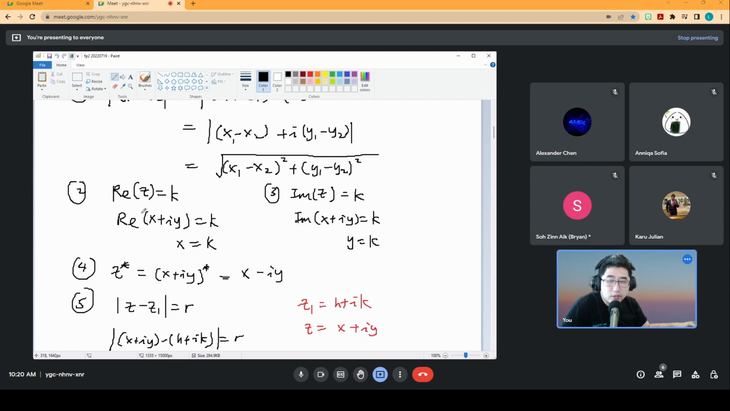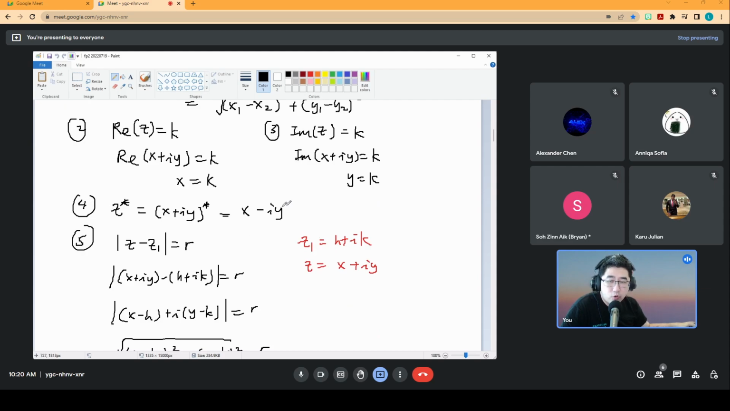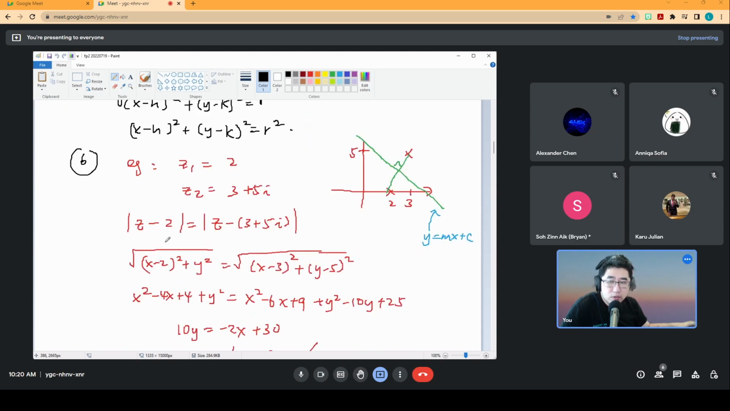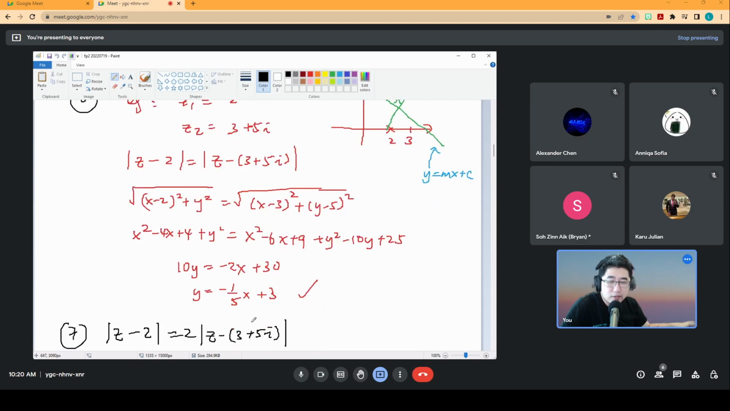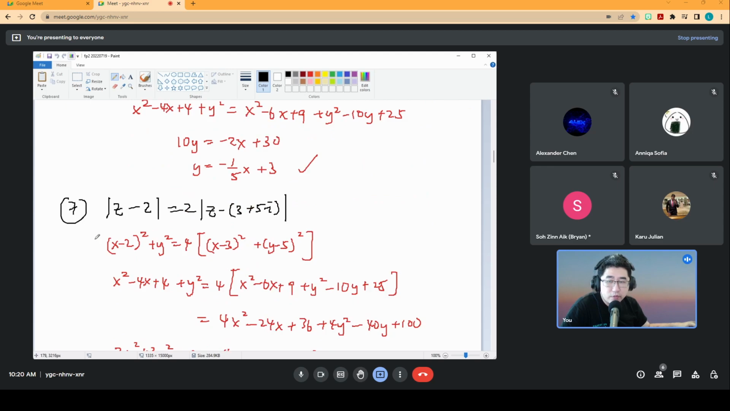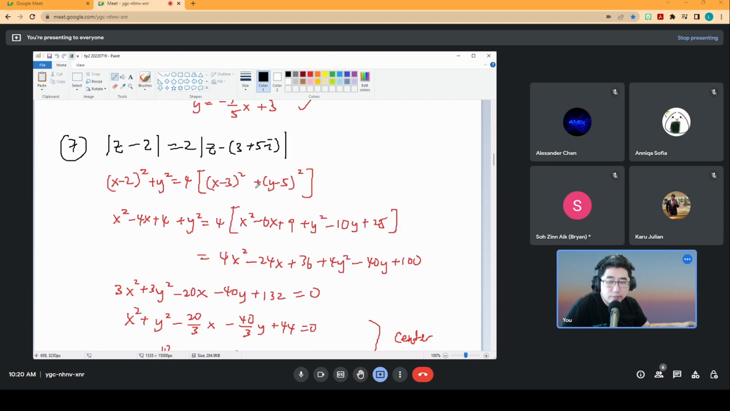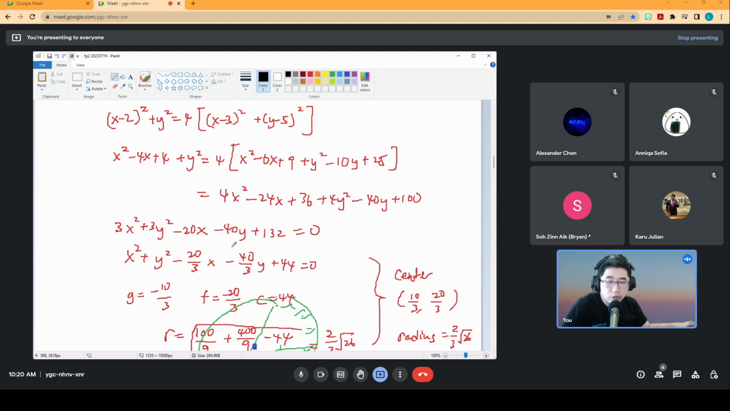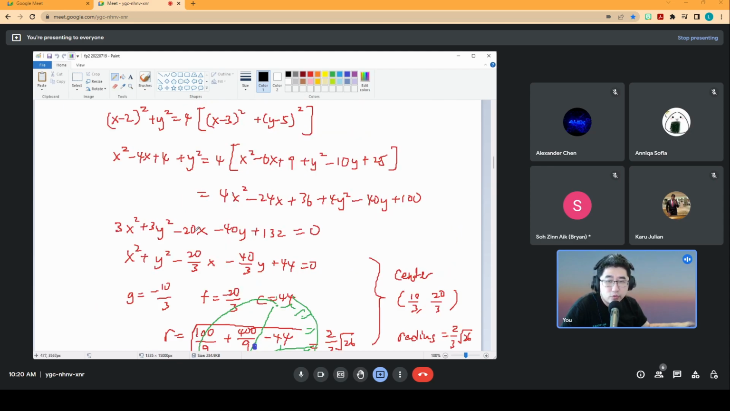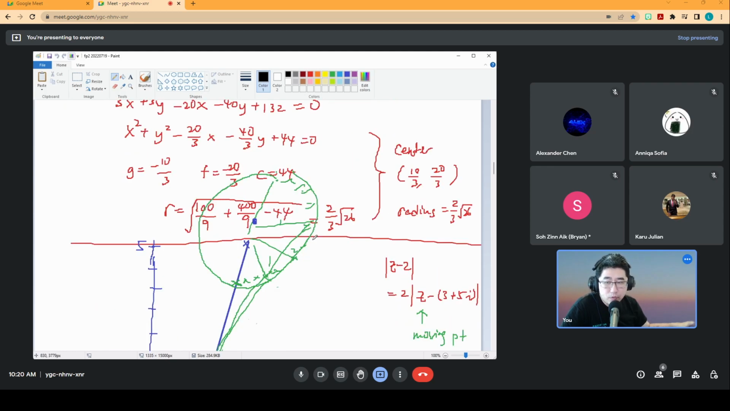Number 2, you can see why it is a vertical line. Number 3, why it is a horizontal line. Number 4, why it is a reflection. Number 5, why it is a circle. Number 6, why it is a perpendicular bisector. You can see by using examples. Number 7, how come it becomes a circle equation? Because it simply fulfills the circle formula. So you are expected to remember the circle formula.